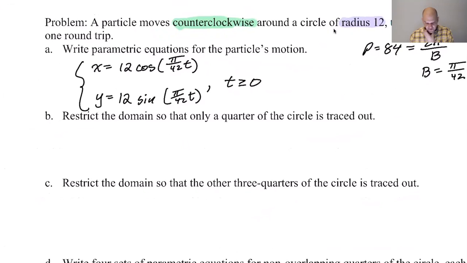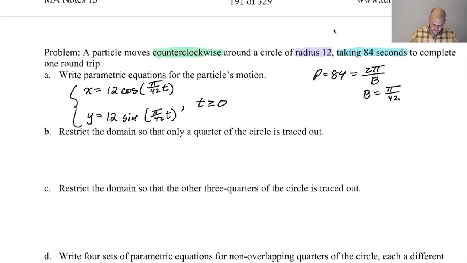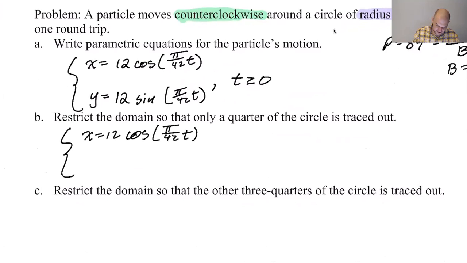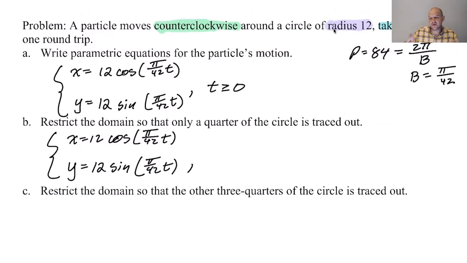Restrict the domain so that only a quarter of a circle is traced out. So think about this, right? If I want only a quarter of it and it's 84 seconds to go all the way around, then a quarter of that is 21 seconds. One example of something I could do would be x is 12 cosine, the same equations. They don't change. It's just the domain. And y could be 12 sine pi over 42t. Now restrict the domain so that we get a quarter. I need 21 seconds, so I'm going to go 0 to 21.